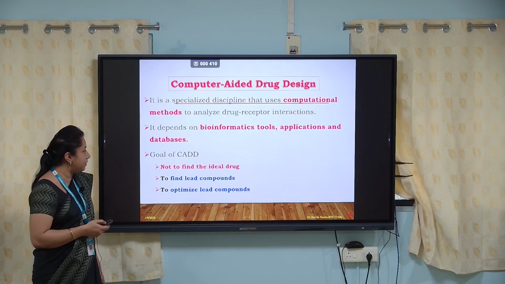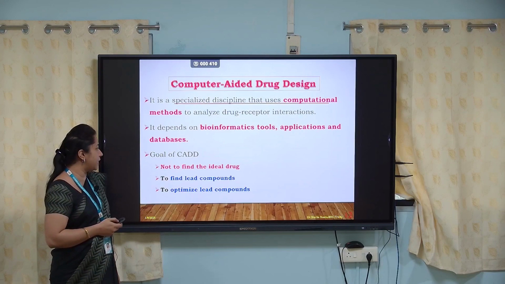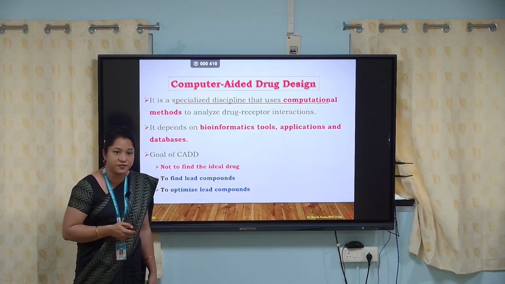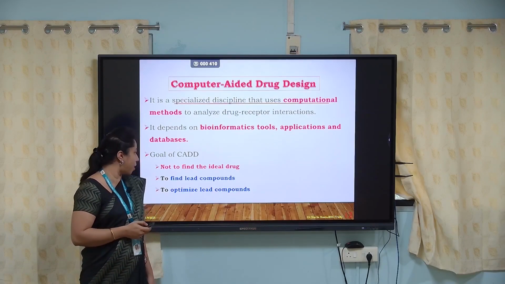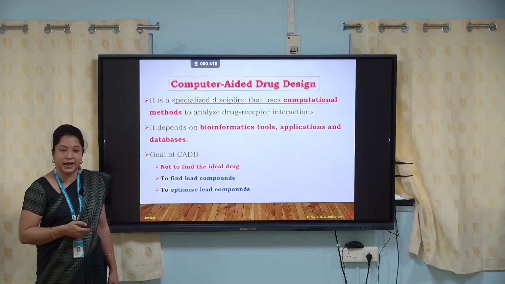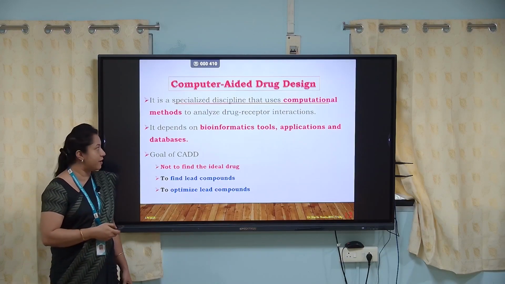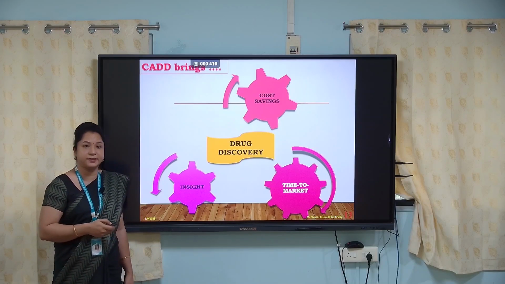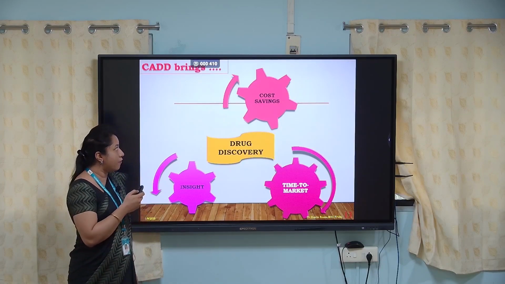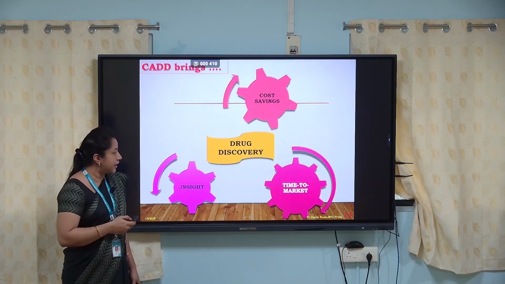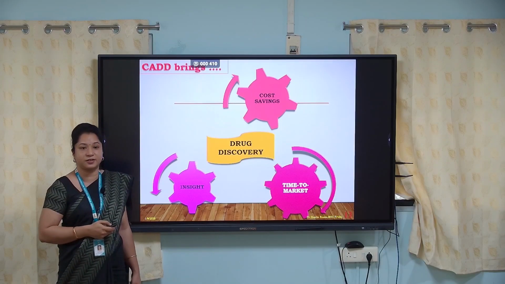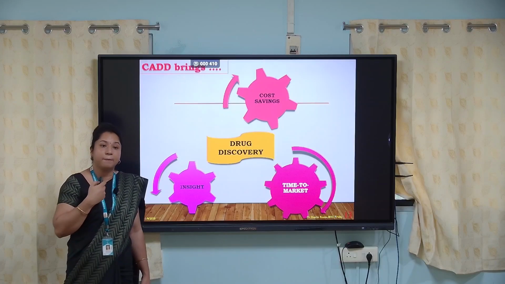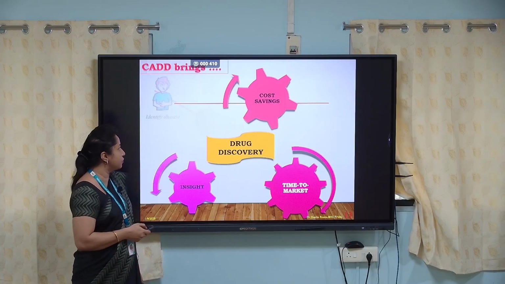The goal of CAD, that is computer aided drug designing, is not only to find the ideal drug; we need to find the lead compounds that have the specific biological property and optimize that ligand by screening its bioavailability. So in the drug discovery process, computer aided drug designing brings cost saving, efficiency, time to market, and insight into the drugs, which play a major role while identifying and predicting using this bioinformatics approach.